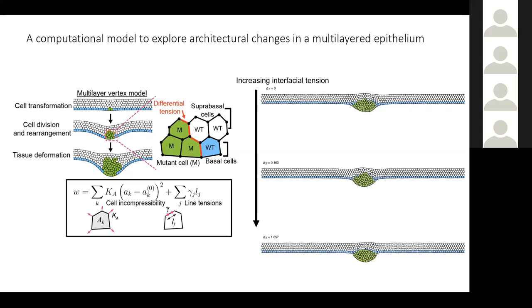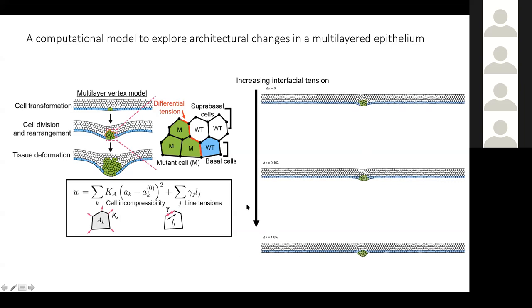I'll run it a few times, but basically on the top, there's no difference in tension between the mutant and wild type cells. And as we move downward, we are increasing this gamma parameter, to a case where at the bottom, it's actually quite super physiologic, but we did want to explore the parameter space. In the middle is what we measure in the tissue.